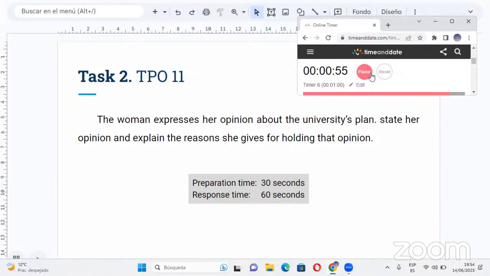The student in the conversation is against the idea of renovating the dorms at the university. First of all, she said that the construction for 2 years will make a lot of noise for the people who live in the dorms right now, so they cannot sleep or work.